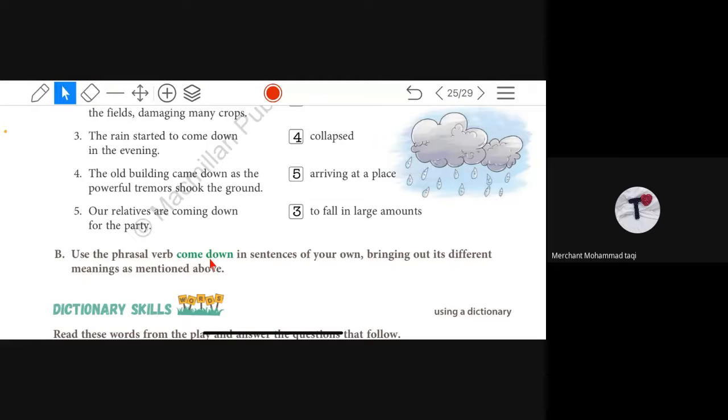Come down. Can you make a sentence? She did not want to come down from the terrace. The helicopter could come down in this storm. My uncle and aunt may come down to Bhavnagar tomorrow. Can you make sentences like this? The rain is starting to come down, so let us take shelter. The chances are that the hut will come down in the strong wind. Can you make sentences like this?